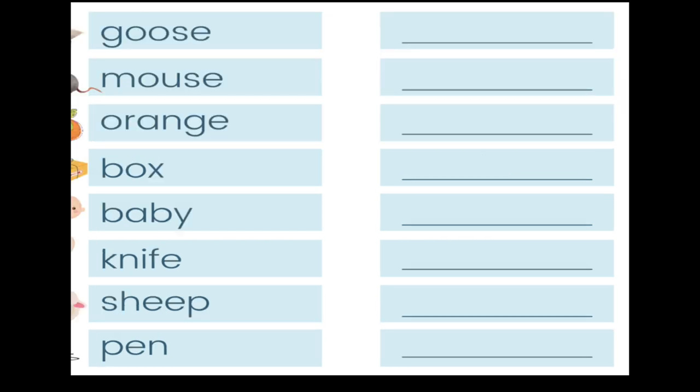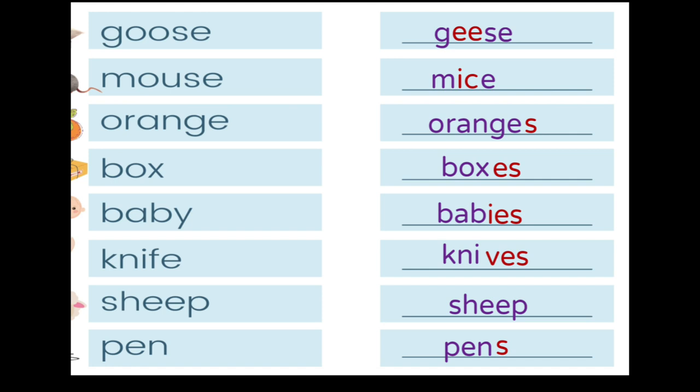Okay, solve further. Pause the video and solve it yourself. Okay, I hope you have succeeded in solving it. Let's discuss it. So, goose becomes geese in its plural form. Mouse, mice. Orange, oranges. Box, boxes. Baby, babies. Knife, knives. Sheep, sheep. And pen, pens.